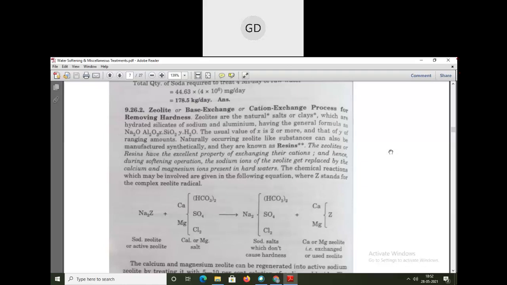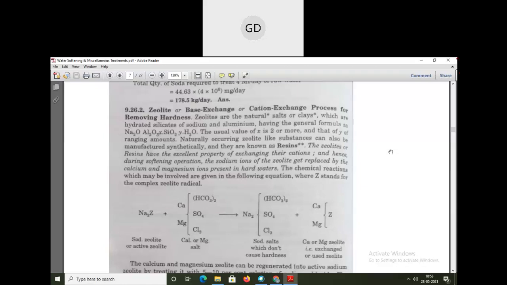So this is the zeolite chemical reaction that is taking place. In Na2Z, what is Z? It stands for the complex zeolite radical. As a whole, it is known as sodium zeolite or active zeolite.